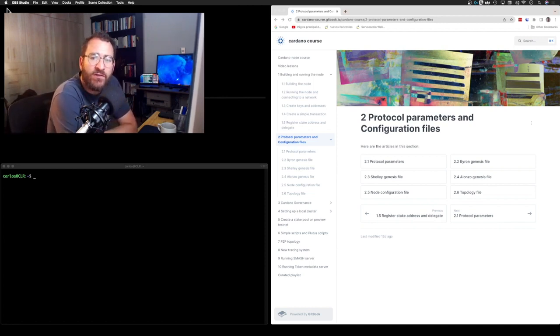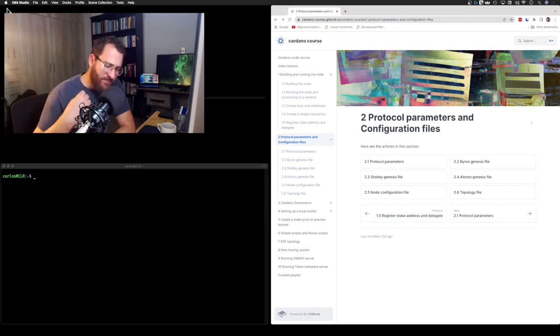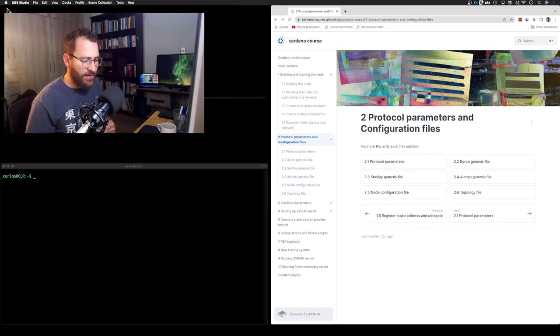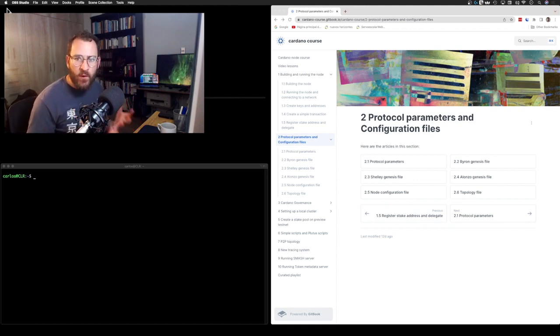So today we're going to talk about protocol parameters and configuration files. I think this is a very important topic. If you are working on Cardano, if you are planning to do anything in Cardano, if you're developing for Cardano, if you want to run a stake pool, if you want to create a decentralized application, knowing the protocol parameters is a very good help.